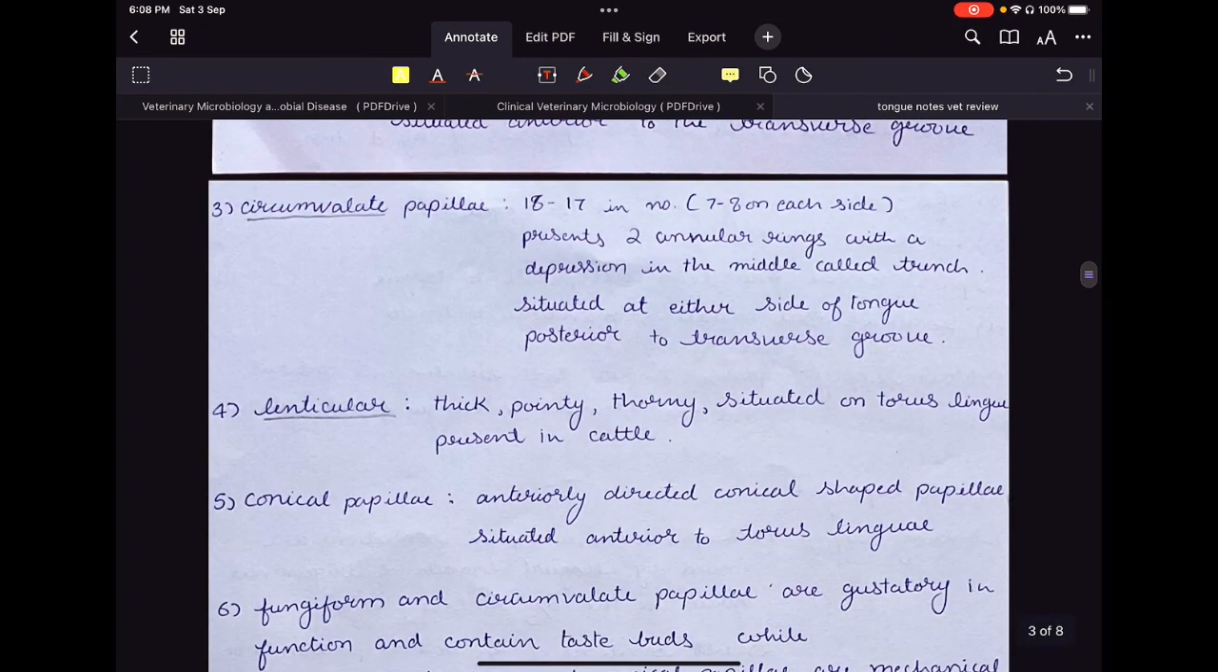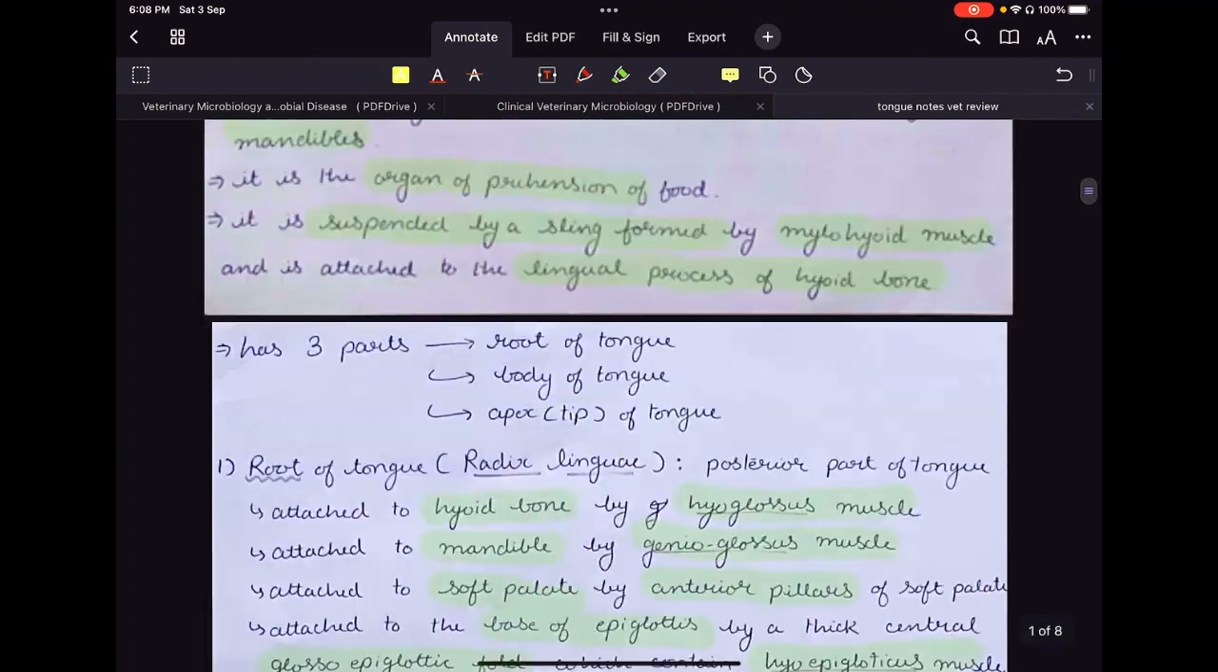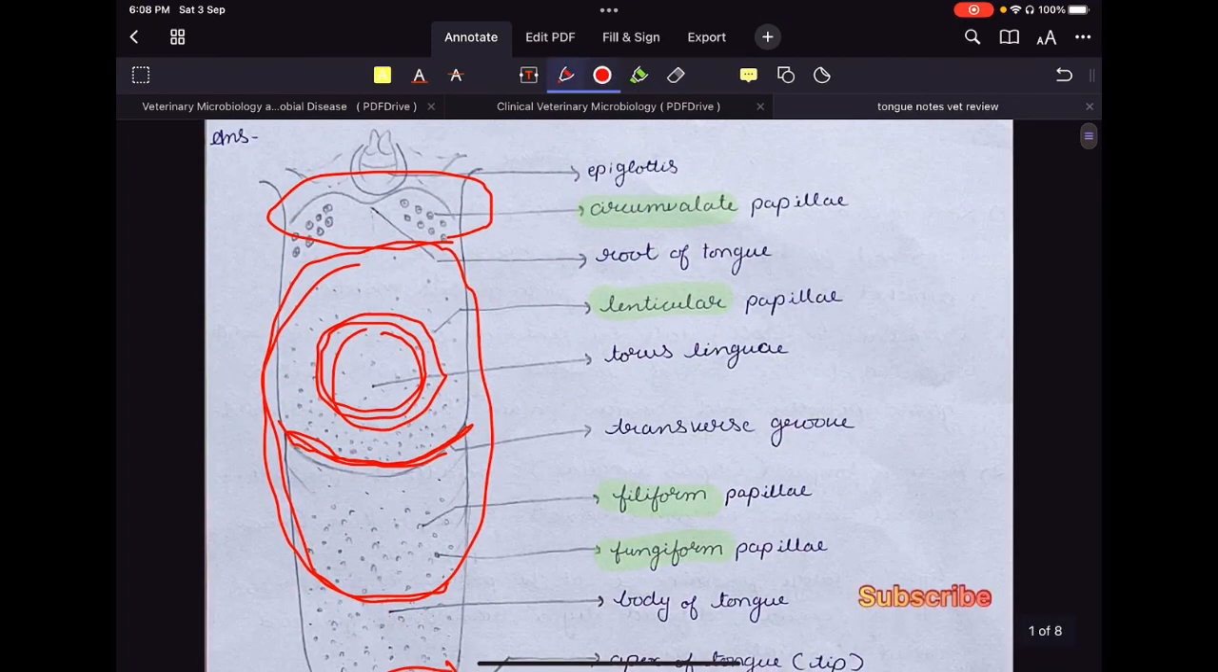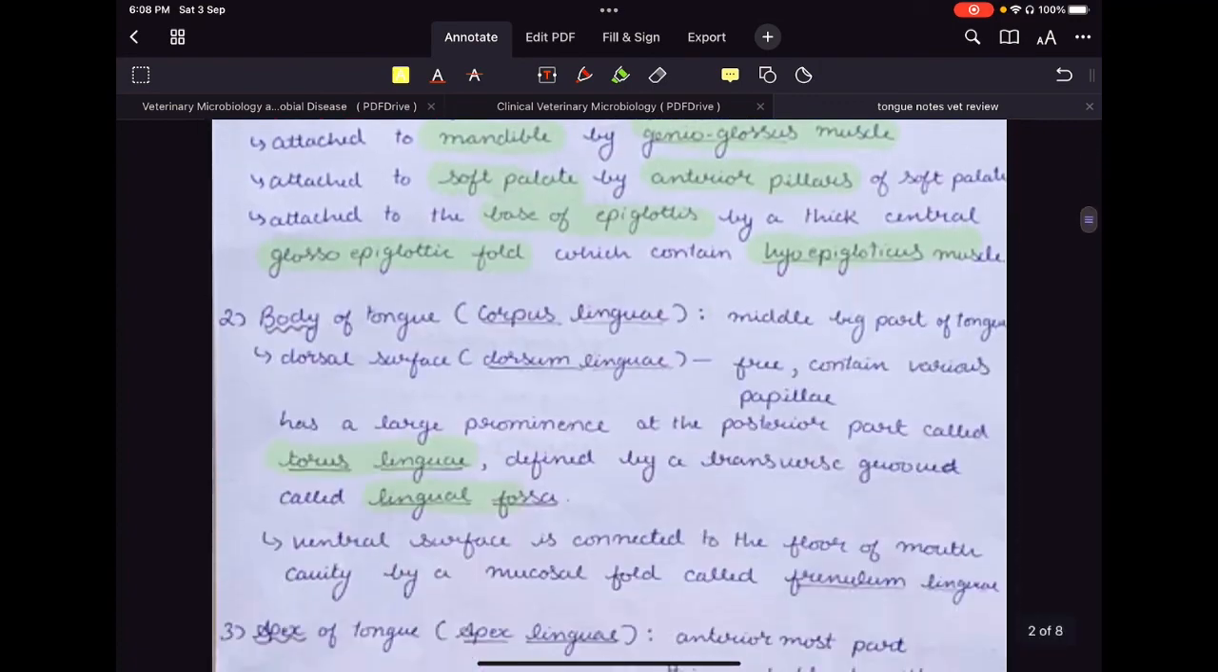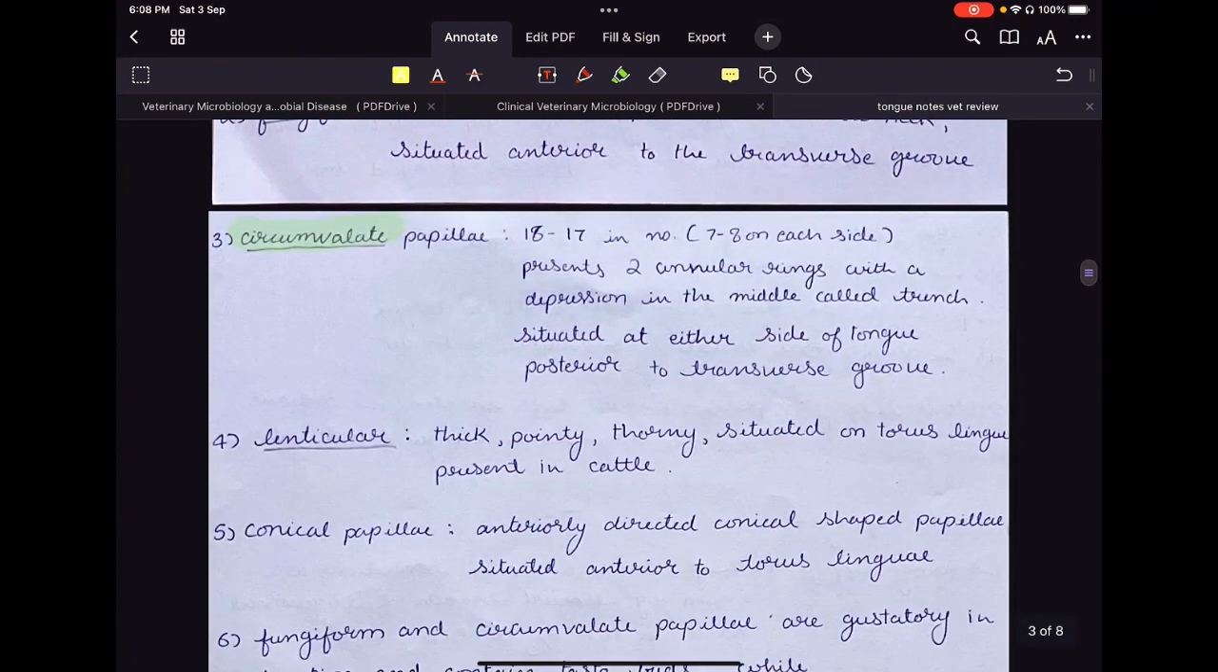Now, posterior to the transverse groove, we have three types of papillae: circumvallate, lenticular, and conical. Circumvallate papillae are 16 to 17 in number, so 7 to 8 on each side. What do I mean by this? Basically, they are present in groups, on either side of the tongue. One group has 7 to 8 circumvallate papillae each, and they are also gustatory papillae.